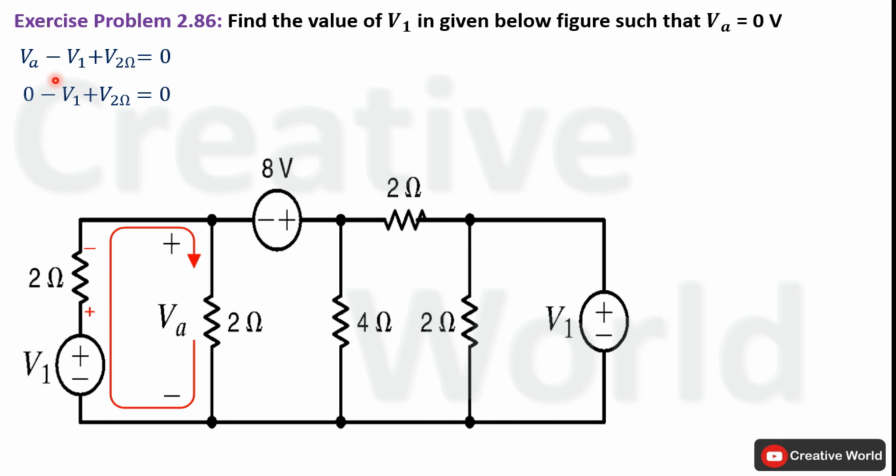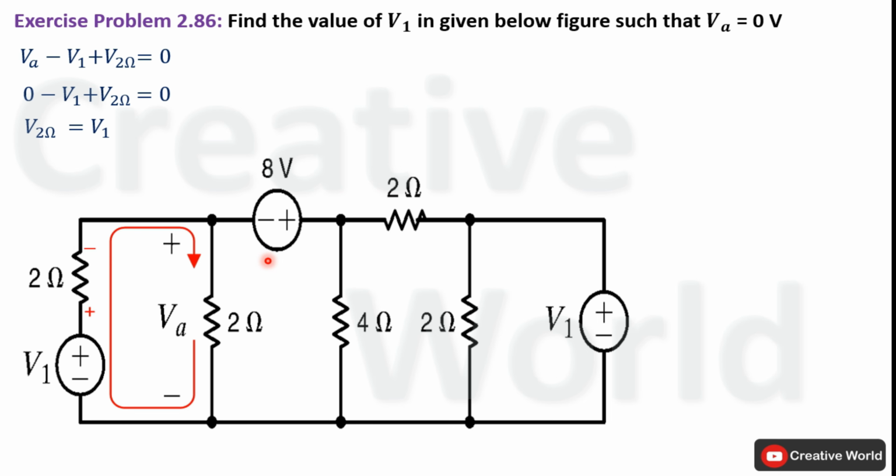The equation will become 0 minus V1 plus V2ohm is equal to 0. Here in this equation, V2ohm is indicating the voltage across this 2 ohm resistance. Place minus V1 on the other side of the equal sign. The equation will become: voltage across the 2 ohm resistance will be equal to V1.